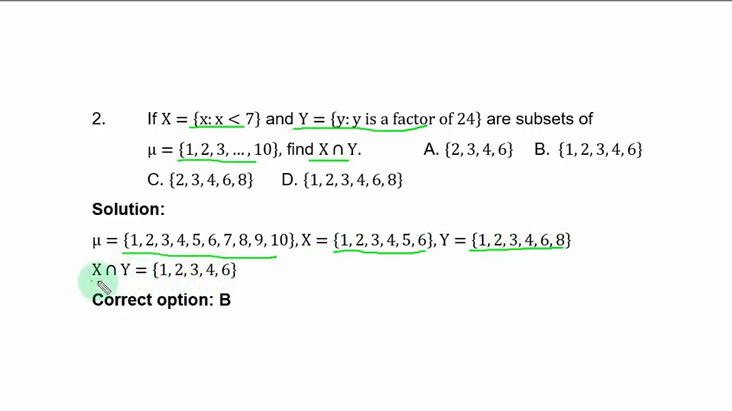Now, the intersection of S and Y is simply those elements that are present in set S and also present in set Y. And you have 1, 2, 3, 4, and 6. B is the correct option.